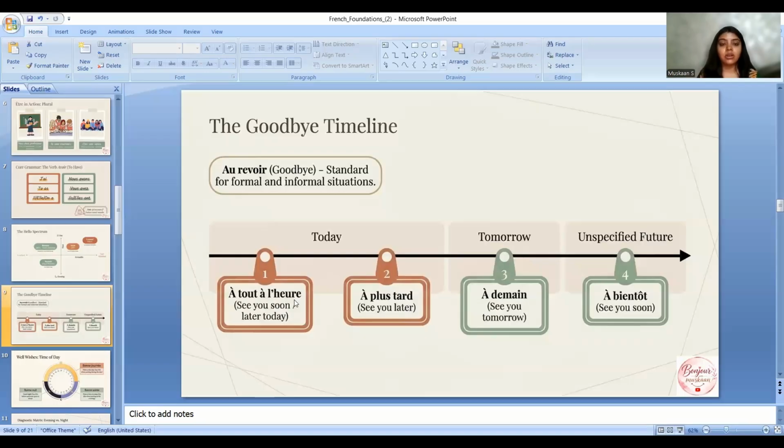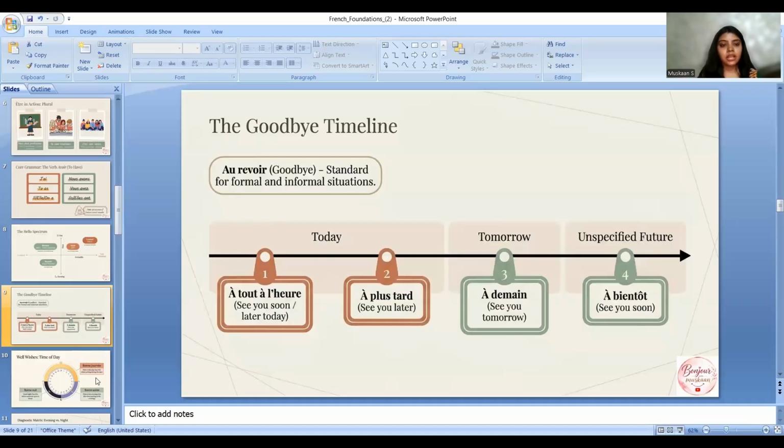Au revoir. You can even say salut also, but it is an informal way only. But au revoir is normally used in both formal and informal situations. Let's repeat once again. Au revoir, à tout à l'heure, à plus tard, à demain, à bientôt.